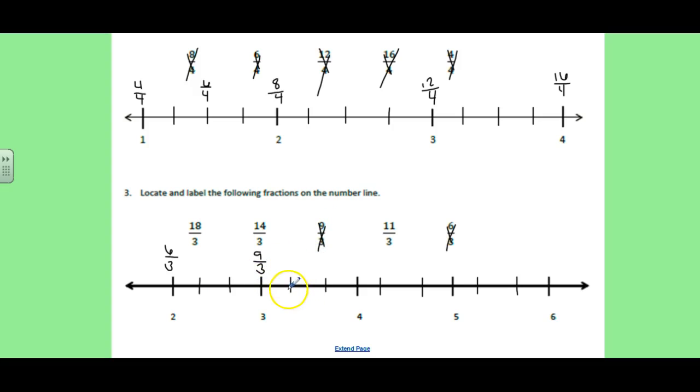Then I would go from 10 thirds, and then this next one right here would be 11 thirds. So I'm going to mark out 11 thirds, and then I would be at 12 thirds, 13 thirds, and then this part right here on the number line is 14 thirds. Then we've got 15 thirds, 16 thirds, 17 thirds, and then 6 wholes is equal to 18 thirds. So now I've got those two fractions done, and I'm done with the big front side of this problem set and ready to move on to the back side.